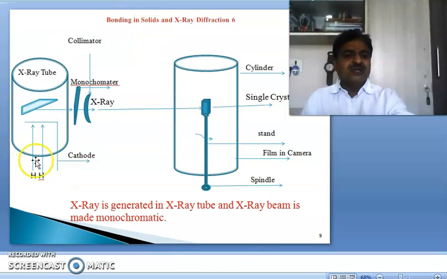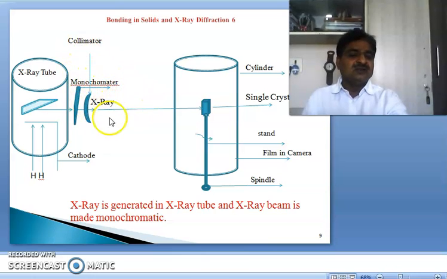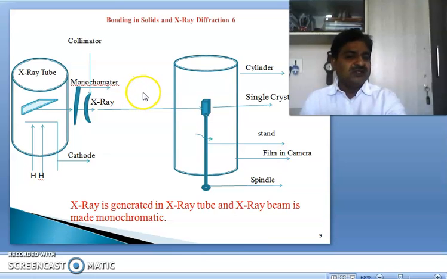Here I will show you a figure so that you will get an idea. This is the X-ray tube. X-rays are produced here in this X-ray tube. Here the cathode is there. A heater is used to heat the cathode, which emits electrons, and these electrons strike the anode, and here X-rays are produced. The main part is this. The X-rays produced are allowed to pass through the monochromator and the collimator to make them what? Monochromatic. Monochromatic in the sense of single wavelength. The X-ray is having a single wavelength.